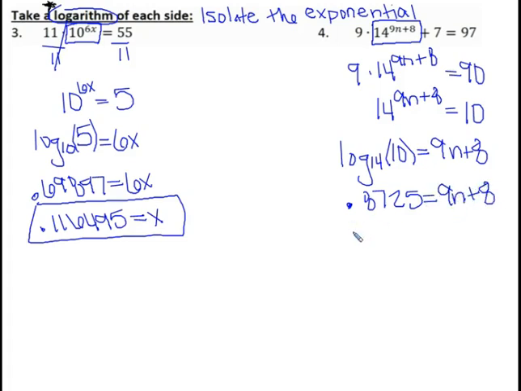When we subtract 8, we get negative 7.13. And when we divide by 9, I believe we get about negative 0.79 for our answer for n.